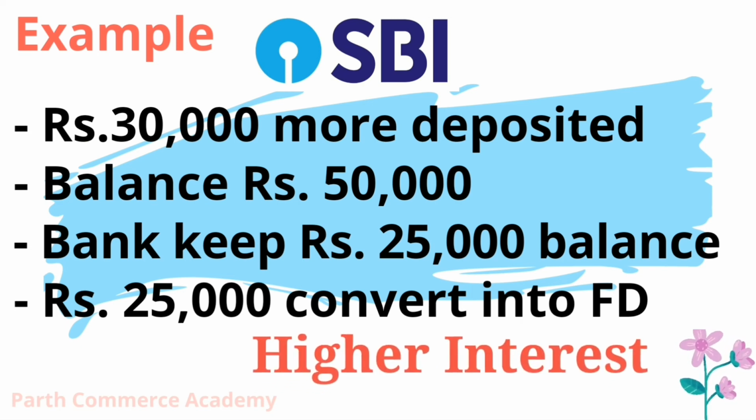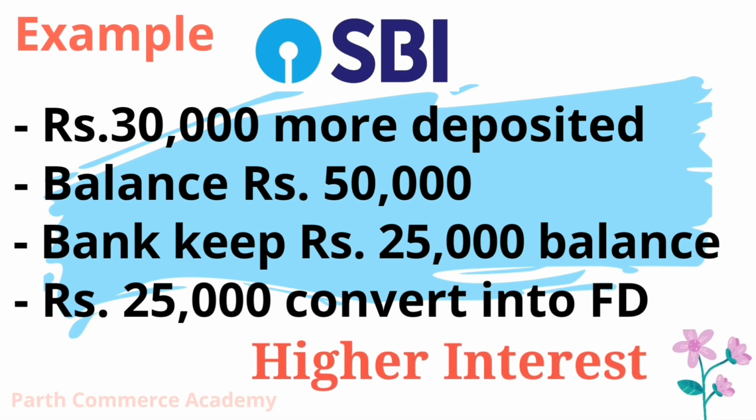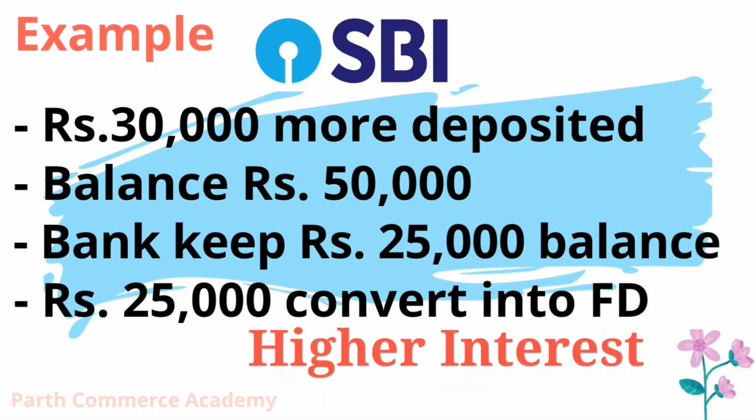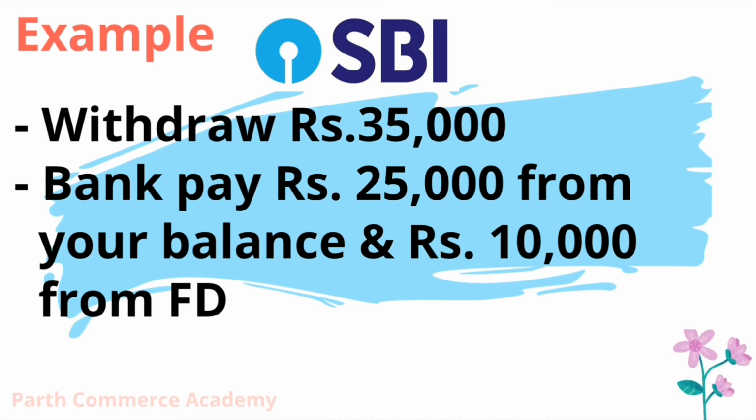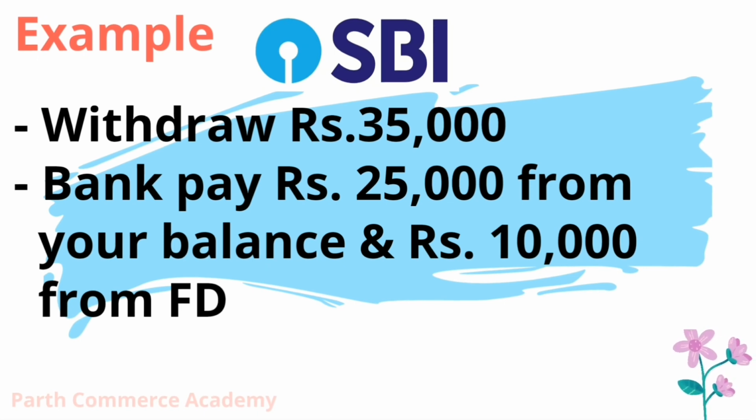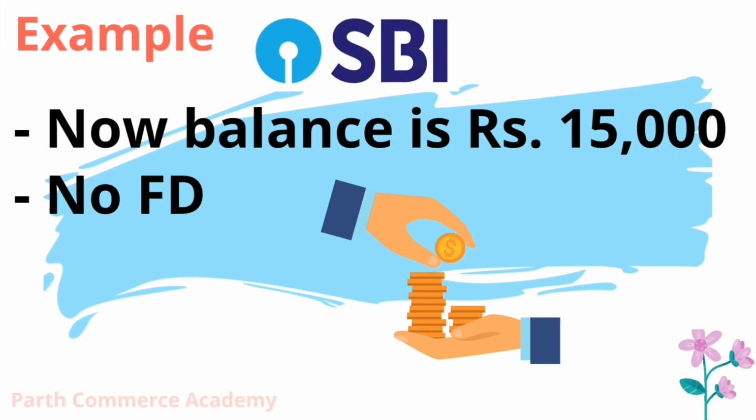So here you will start earning a higher rate of interest on this fixed deposit. Suppose you withdraw rupees 35,000 for your requirements, but the balance is only 25,000 in your account. In this case, an additional 10,000 will be automatically reversed from the fixed deposit, and you can withdraw rupees 35,000. So now the balance in your account is only 15,000, so there is no fixed deposit in your account. I hope you understand it.